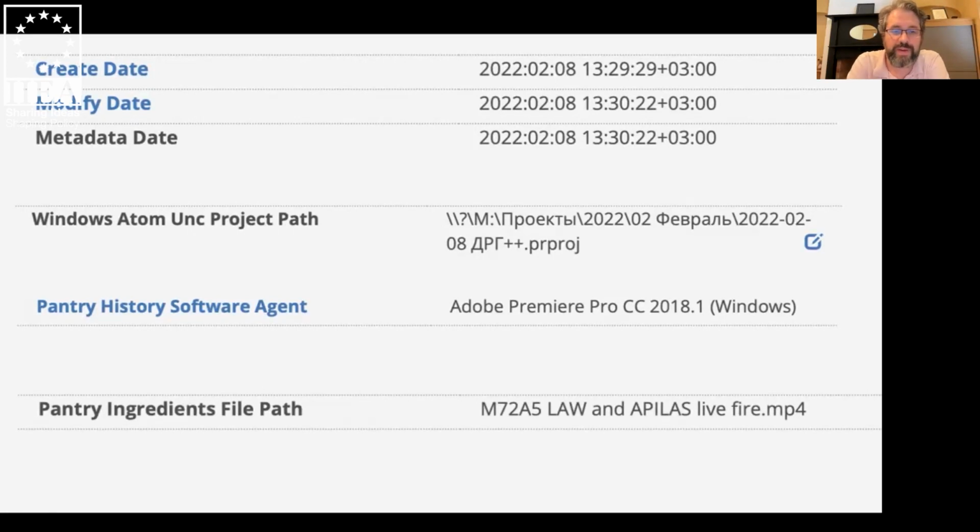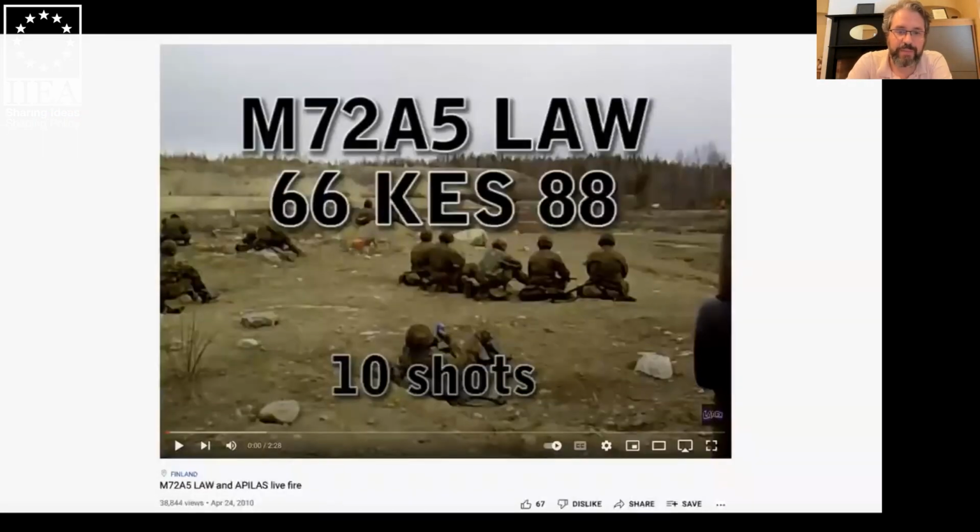And one thing that was very interesting was this pantry ingredients file path, which is a name of a rocket launcher, and, you know, saying it's live fire. When I saw this, I thought this is most likely from a downloaded YouTube video, because if you use online services to download YouTube videos, they give you the title of the YouTube video as the file name. In fact, if you look that up, you find this video, which is from 2010, and this is actually the Finnish military practicing with rocket launchers.